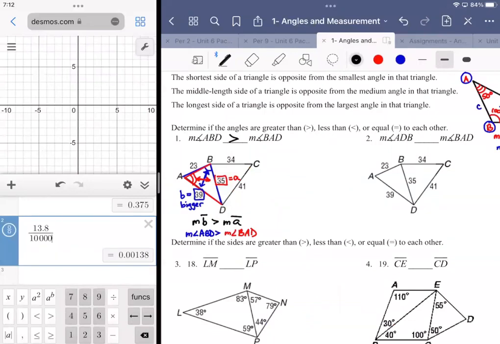But also, if you're confident that it's drawn to scale, which I wouldn't be, some people would just slap a protractor on it and say, well, it looks bigger, so it is bigger, but you can't always count on that. All right. So ADB in number 2. So ADB, this line segment followed by this line segment, giving you this angle.